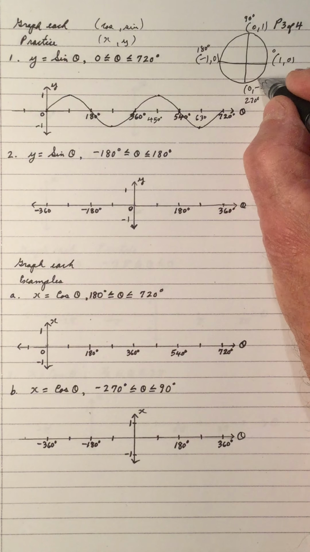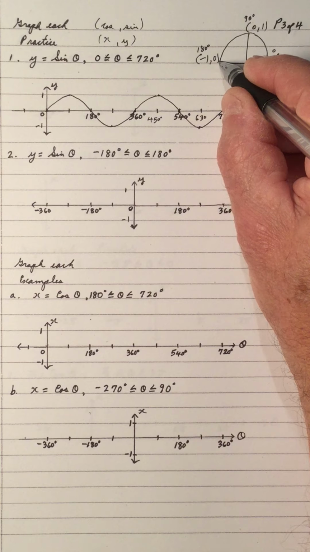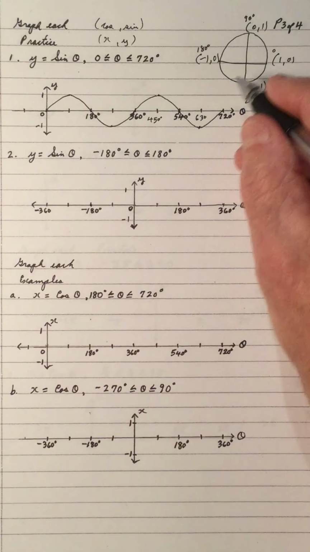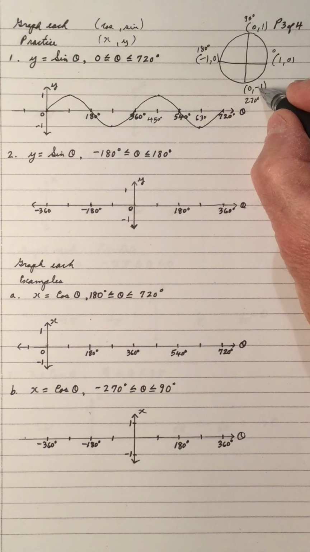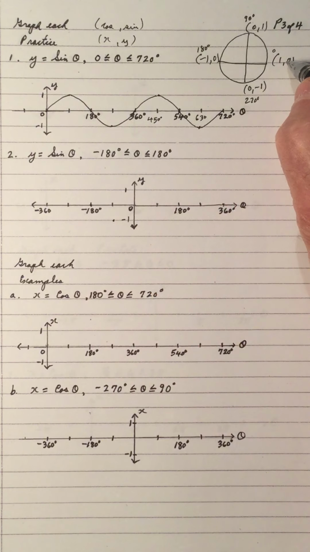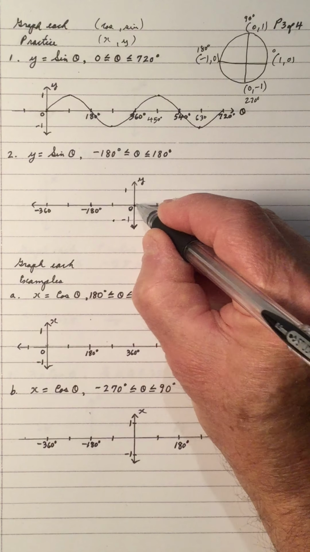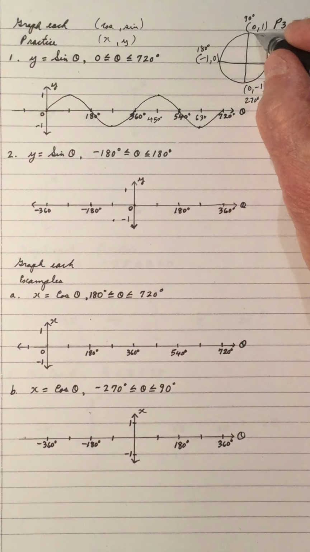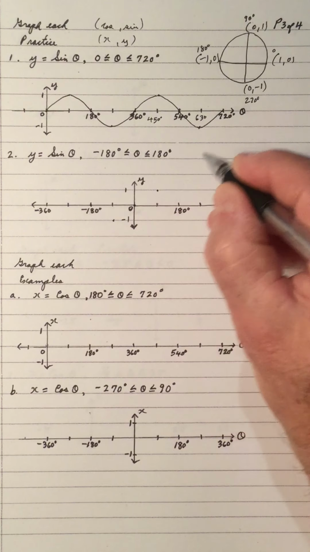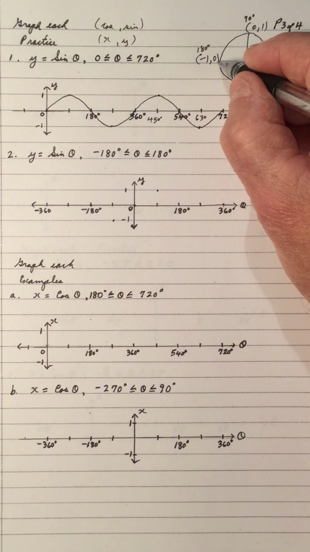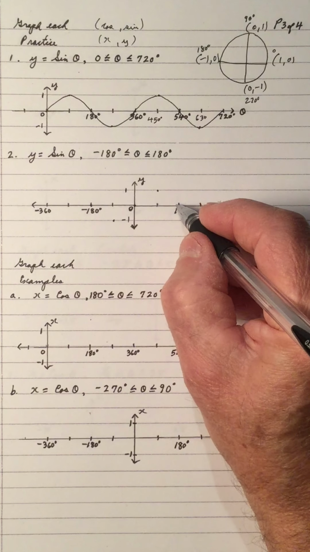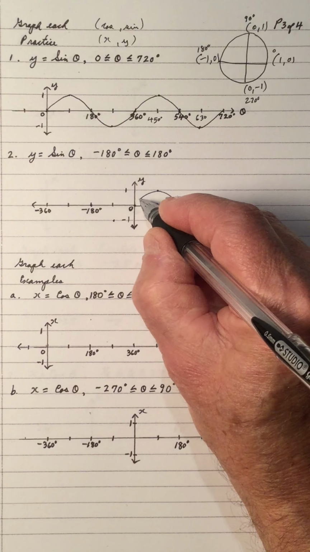So negative 180 is right here. So that's a 0. Sine is a 0. And we go to negative 90 is here, which is negative 1. And then we got a 0. Sine of 0 is 0. And 90 is right here. So sine is 1. And 180 is right here, 0. Remember, sine is the y value. So the graph is, there it is.